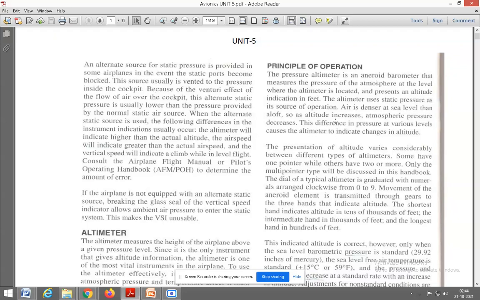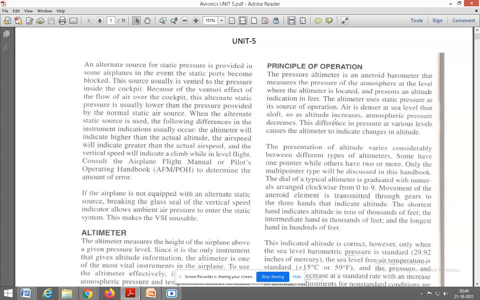I think you all know what static pressure is: the pressure which will be present at all times. This will be required in some airplanes. What will happen? You will be placing this extra, that is alternate, source inside the cockpit, so that the alternate static pressure will always be lower than your normal static air source.